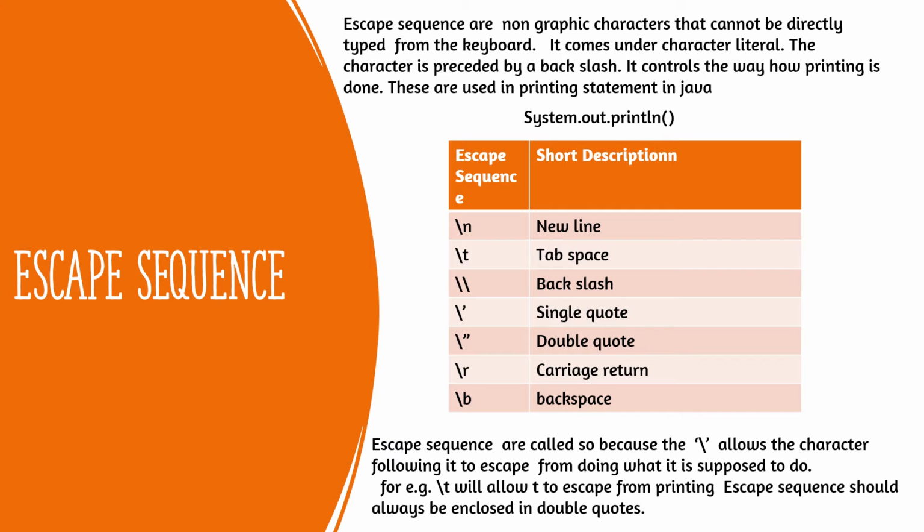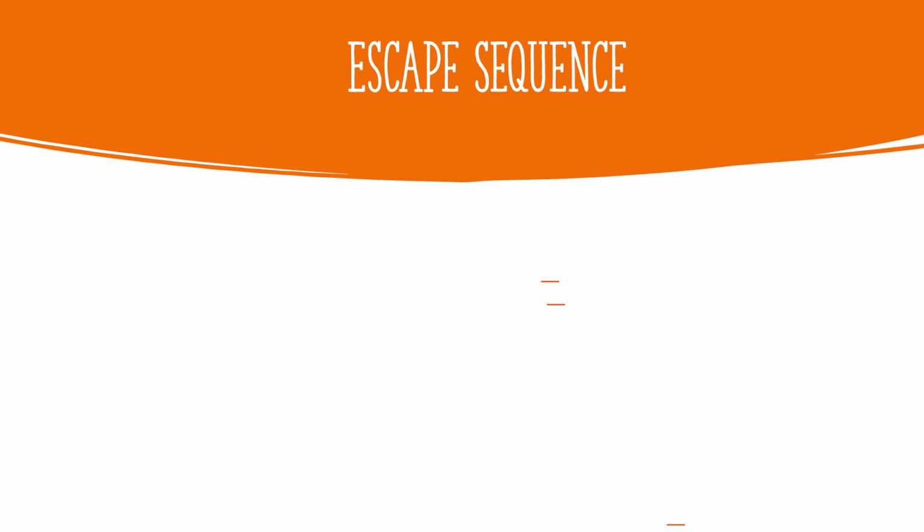That is why the name comes escape sequence. For example, \t. Normally if you say System.out.println t, t has to be printed. But if you say \t, t will not be printed. It escaped from printing and a gap is given. So \t means a gap will be given. \n means the next line will be coming. So that particular character will not be printed. It escaped from doing so and it will do another work. That is why the name comes escape sequence. And escape sequences are always enclosed in double quotes.